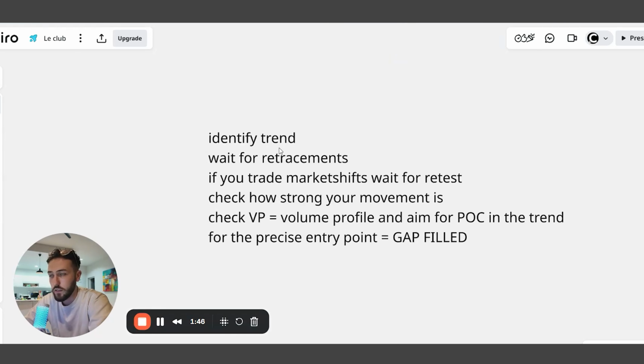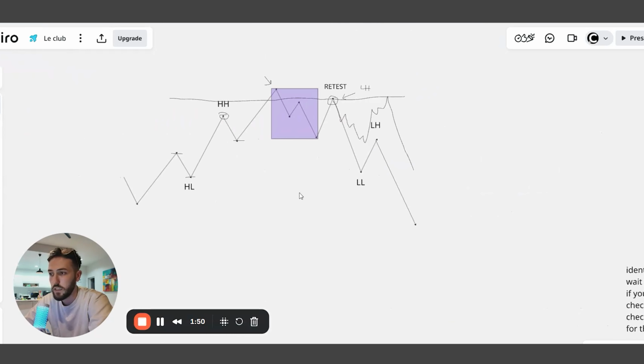First, identify trend. Try to look on the market for trend. As you know, trend is here. You can take a screenshot of my head with the graph, and you can actually keep that.